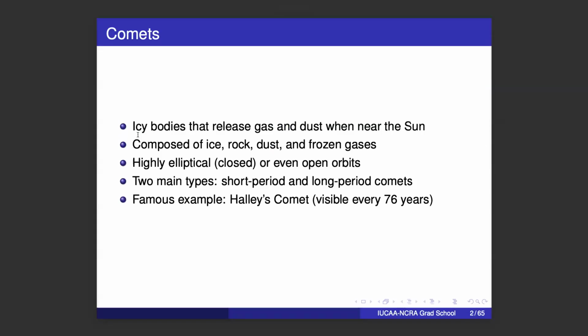These are icy bodies that release gas and dust when near the sun. And when they are far away from the sun, they don't lose too much mass. They remain as they are. They're composed of ice, rock, dust, and frozen gases. They can have elliptical orbits, which are closed orbits, but they can also have open orbits like parabolic or hyperbolic orbits, in which case they only visit once, go around the sun once, and then they are gone forever. There are two main types of comets, short period comets and long period comets.